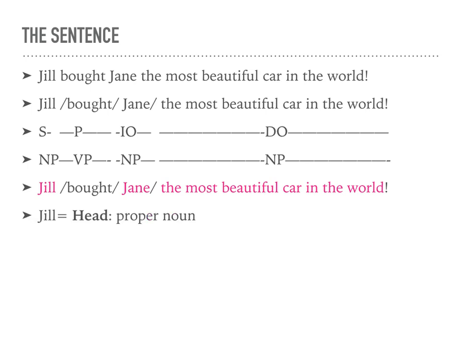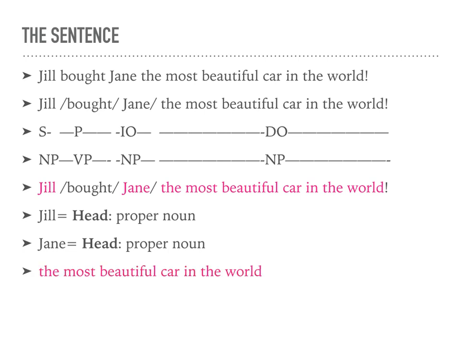And the head in a noun phrase is, of course, always a noun, but it's also the most important noun in the phrase. So in Jill, there's only one word, so the head is, of course, a proper noun, like all names. Then we have Jane, the second noun phrase, and that head is also a proper noun. But if we look at the third noun phrase, the one that's definitely the longest, we can see that there are two nouns in the noun phrase, car and world.